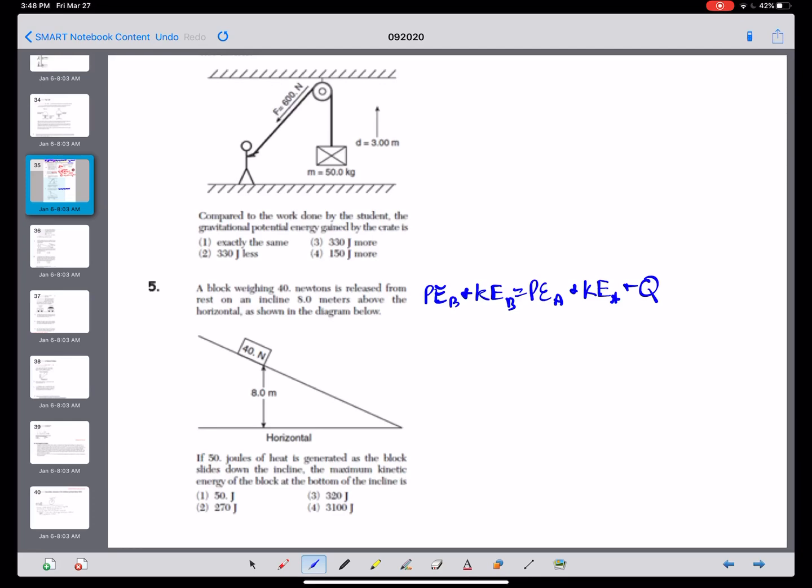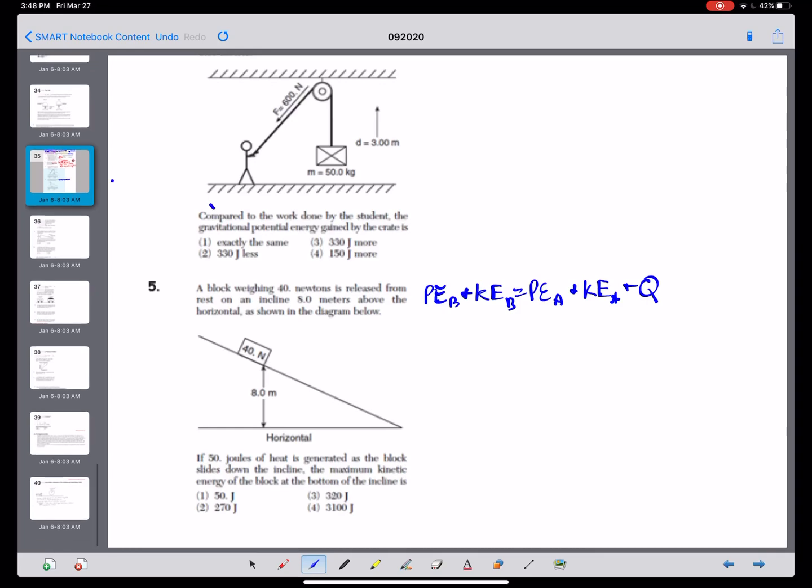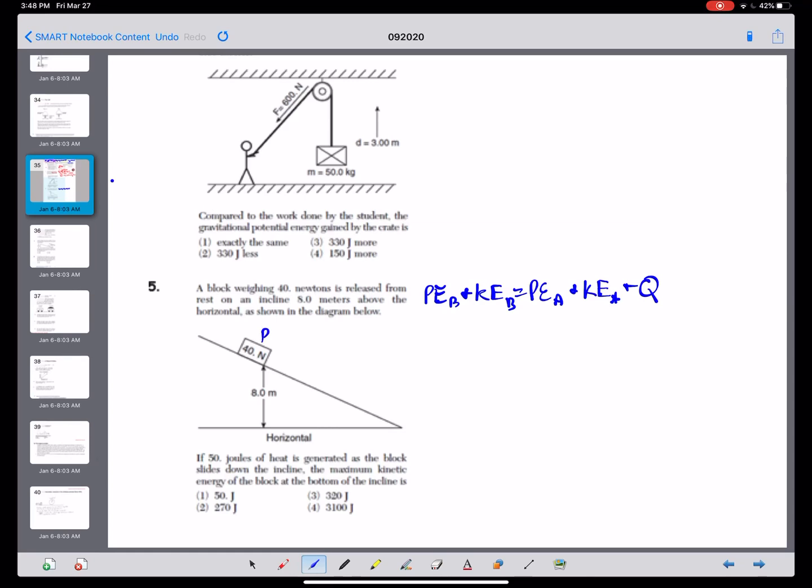Hey, welcome back. It says a box weighing 40 newtons is released from rest on an incline 8 meters above the horizontal. As soon as you see we got something with a height, right here, boom, we have a PE at the top and we have a KE at the top. So that's our before. All right, starts from rest, KE is 0. So PE is given. We have PE, so there's no KE before, get rid of that. Then it slides down to the bottom.